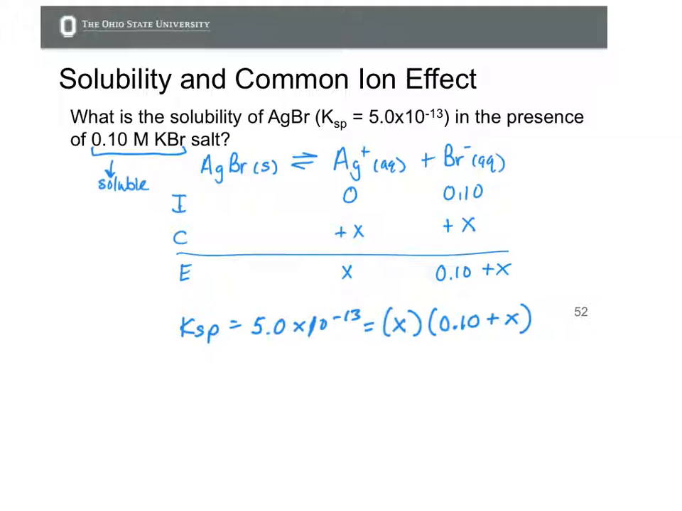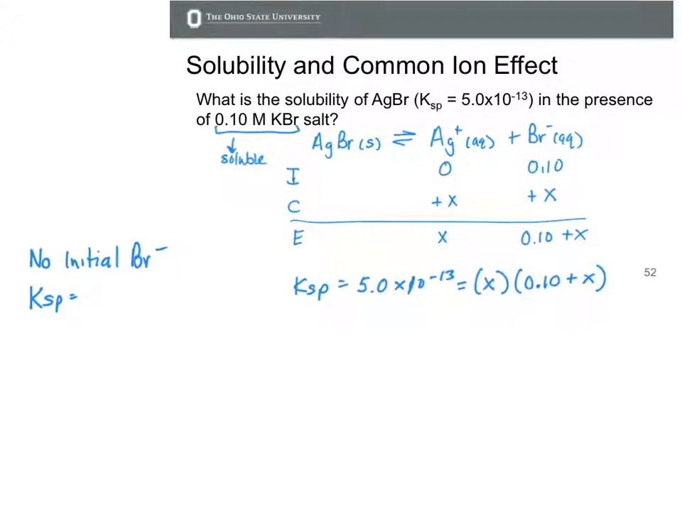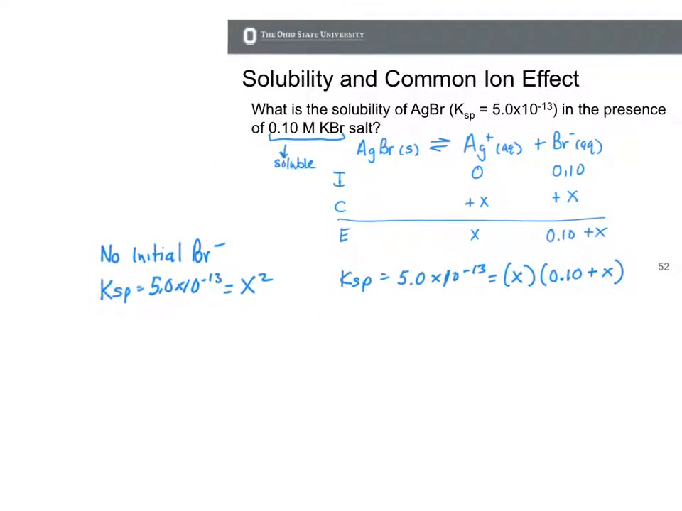Okay. If there was no initial concentration of bromide ion, let's do a quick calculation. So no initial bromide ion. Our KSP is going to be equal to 5 times 10 to the minus 13, which is going to be equal to x squared. Does everyone see that? So it's just going to be x for silver, x for bromide. And so when you take the square root of 5 times 10 to the minus 13, you're going to get x is equal to 2.2 times 10 to the minus 6.